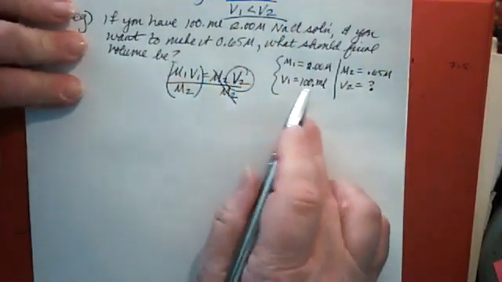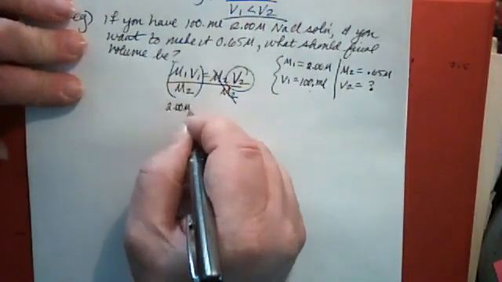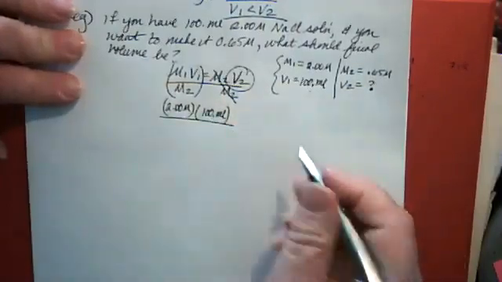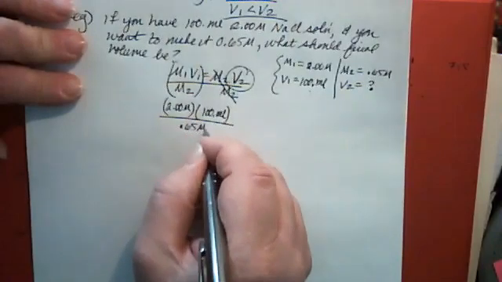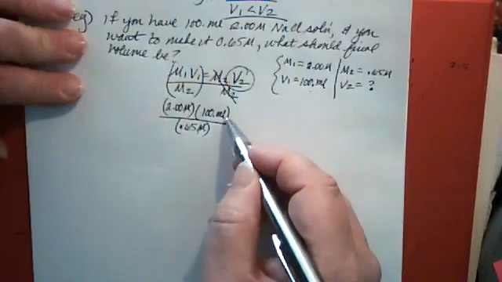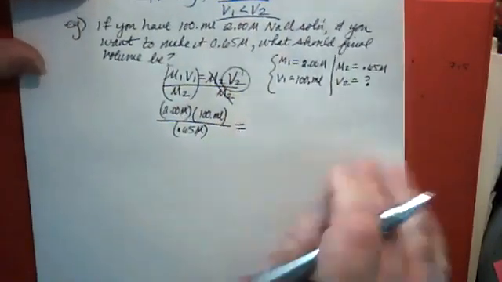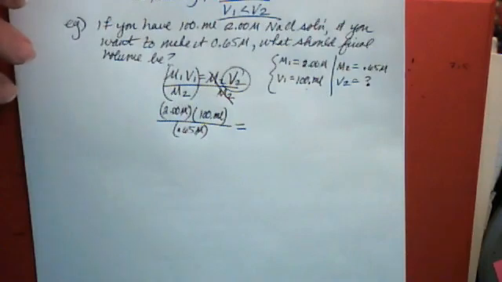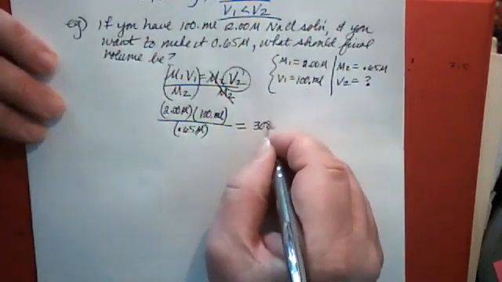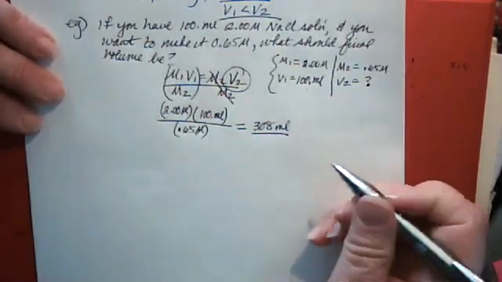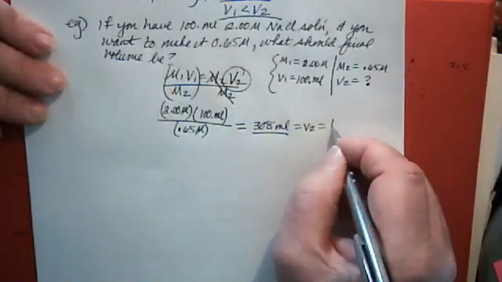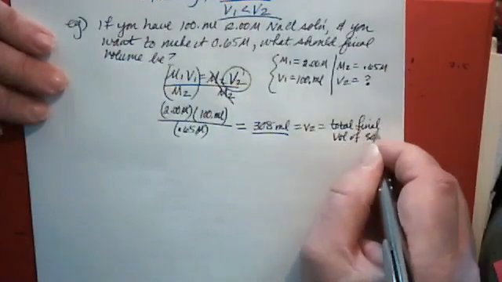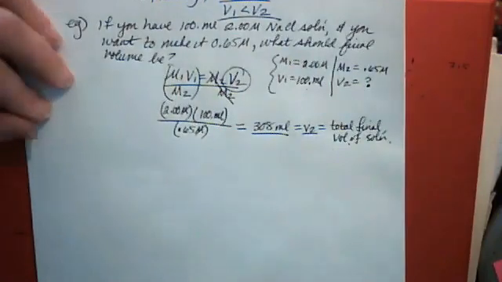And now if we just take those quantities, M1 is 2 molar, V1 is 100 milliliters, and M2 is 0.65 molar. Notice that the molarity cancels, and that leaves you with milliliters as a unit, which is a volume unit, which is what you're looking for. And let's see, 2 times 100 divided by 0.65 gives us 308 milliliters. And again, V2 is the total final volume of solution.